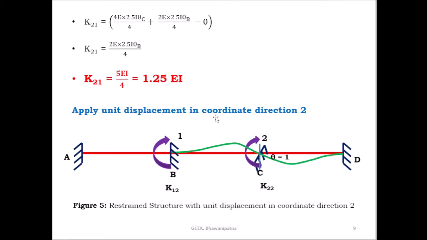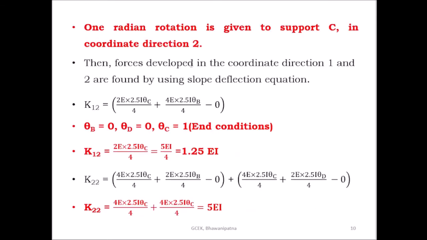Then apply unit displacement in coordinate direction 2. So in this case, you take the support A fixed, support B fixed, support D fixed, and apply unit displacement in coordinate direction 2. So this is the restrained structure with unit displacement in coordinate direction 2. Here 1 radian rotation is also given to support C in coordinate direction 2. Then find out the forces developed in coordinate directions 1 and 2 by using the slope deflection equation.